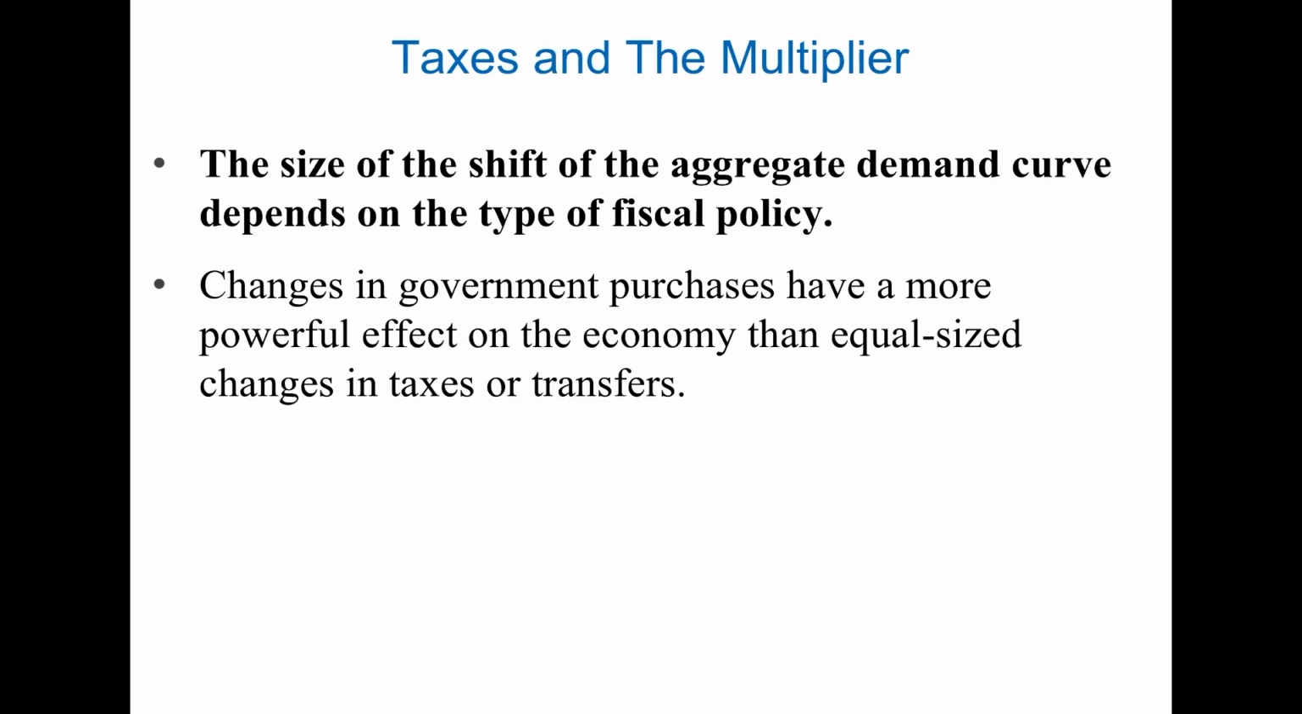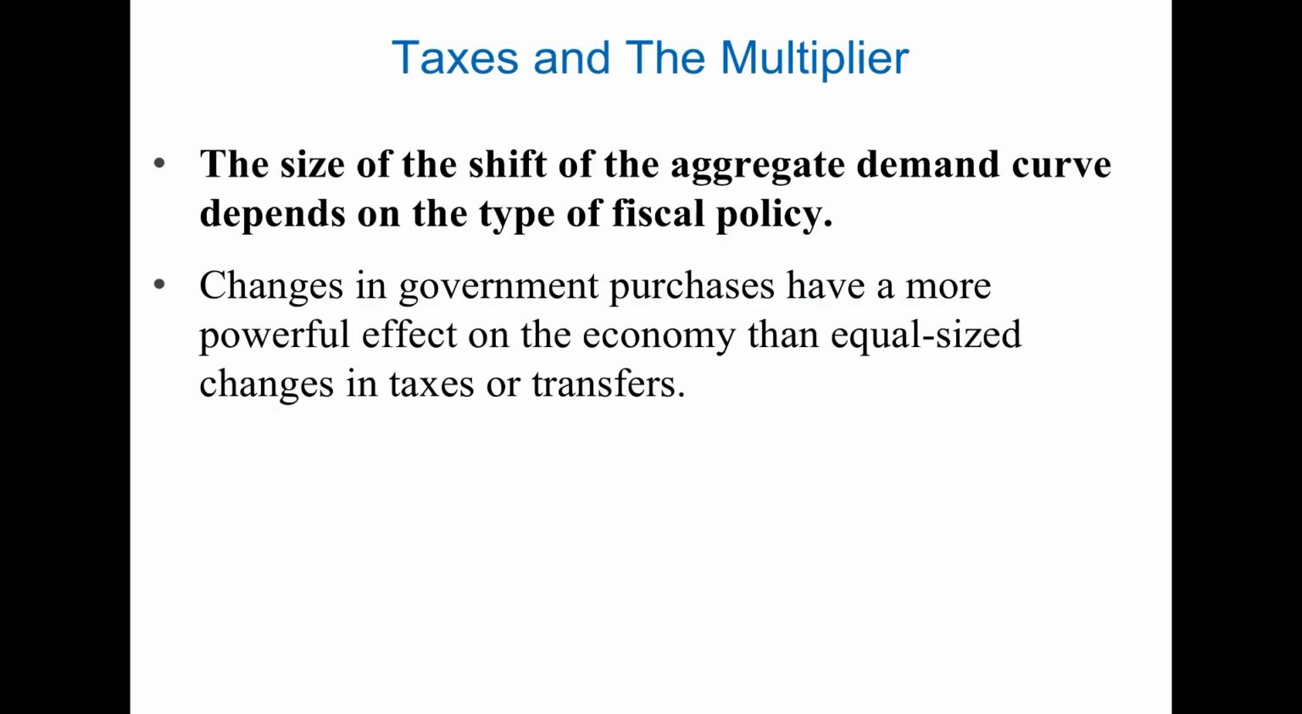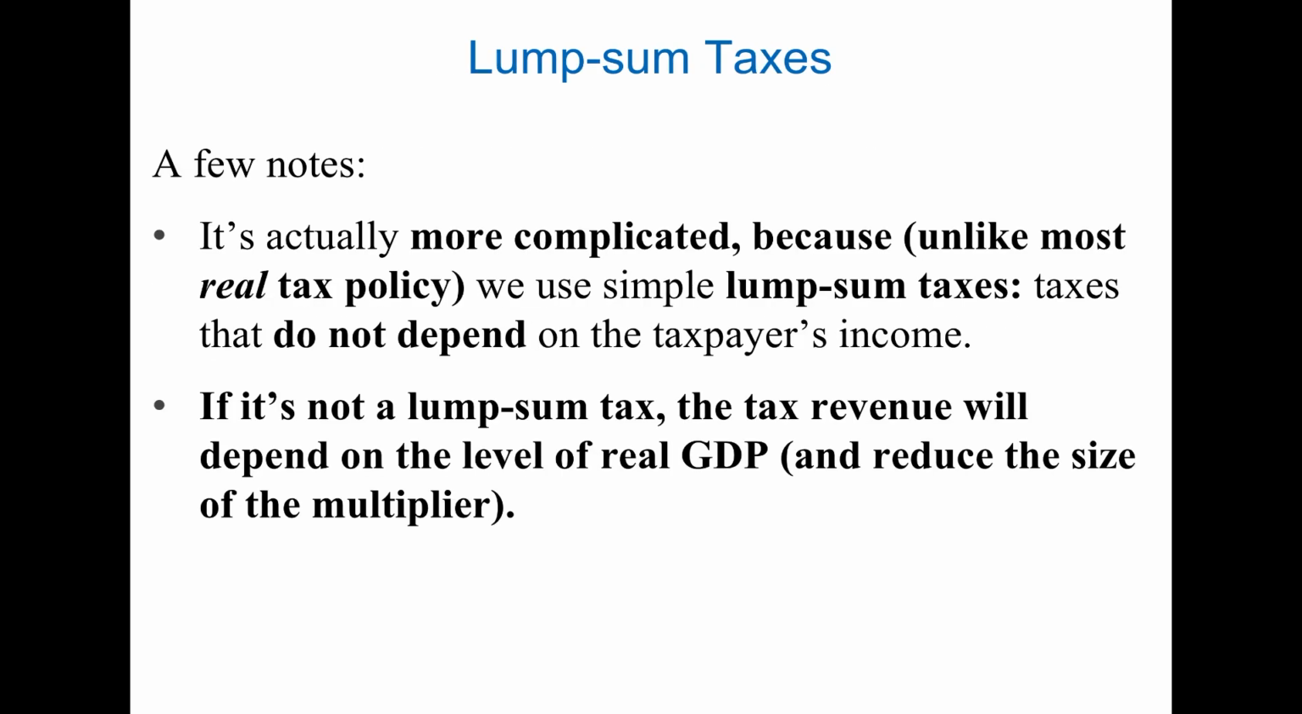So, taxes and the multiplier: the size of the shift of aggregate demand depends on the type of fiscal policy. We just mentioned that either they are going to spend directly this way, or indirectly by increasing the transfer payments or reducing the taxes. So a change in government purchases, where the multiplier is 2, has a more powerful effect on the economy than an equal size change in taxes or transfer payments.